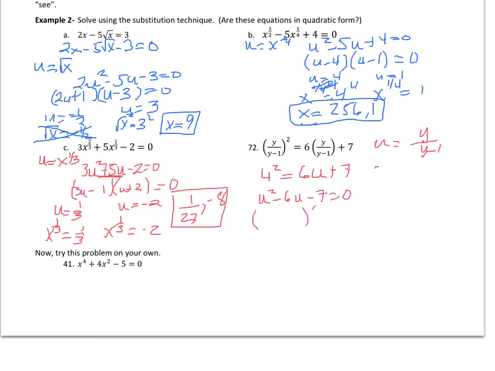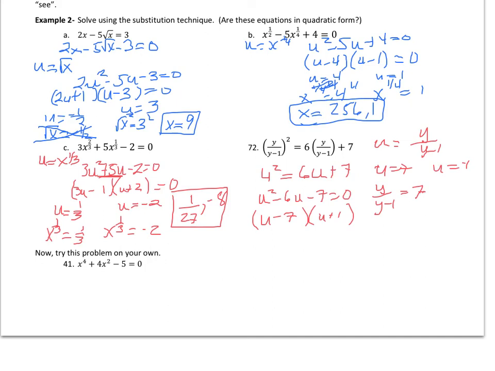Factor it. u minus 7, u plus 1. So we get u equals 7 and u equals negative 1. Okay, plug it back in. So now we have y over y minus 1 equals 7. Oh, yes, thank you. Yes, yes, yes. That would have been bad. Okay, so let's solve this first one. This solves 7, and then we'll do negative 1.